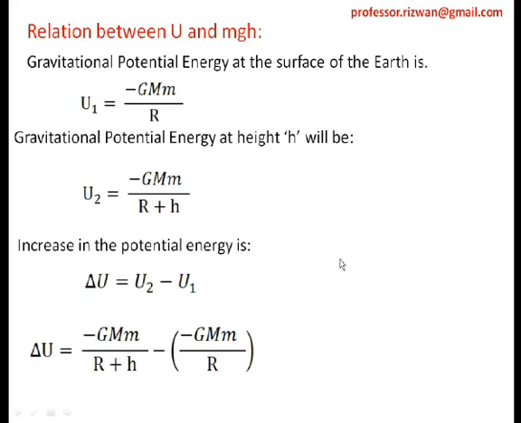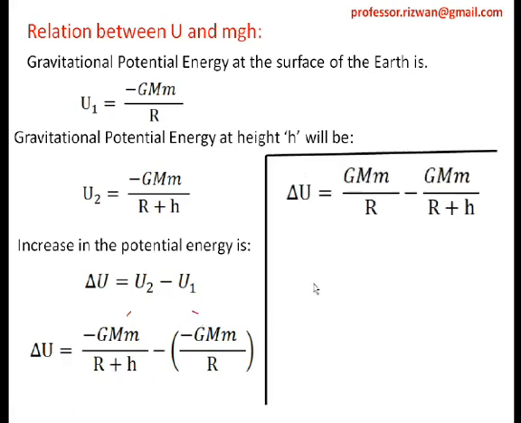If I substitute these two values, first minus GMm upon r plus h will be substituted, and minus, minus GMm upon r. This is first U2 and this is U1, right. So two substitutions are there. Now if I simplify further, this minus minus will become plus, so this sign will be taken, then plus will be taken first.